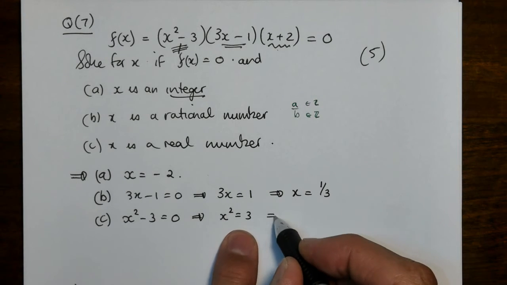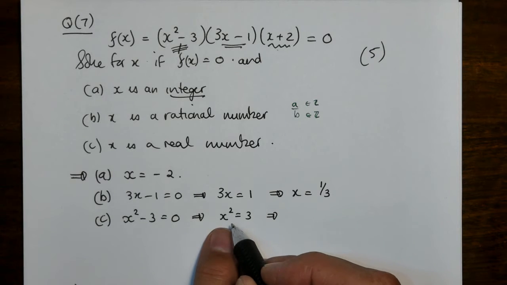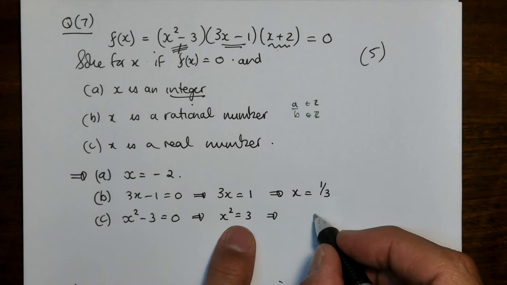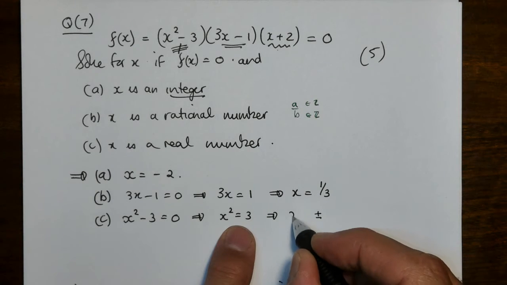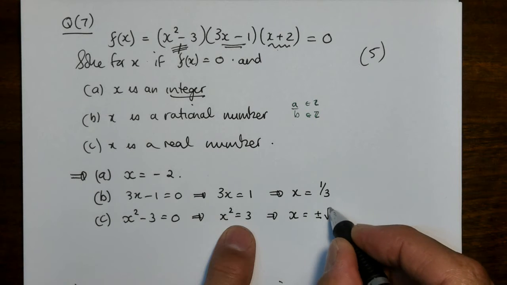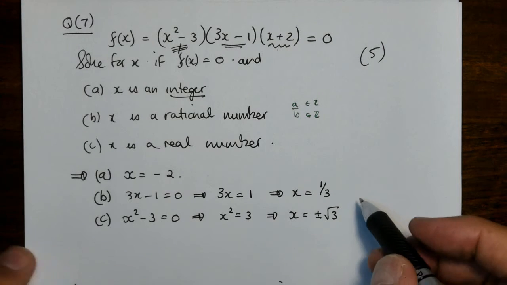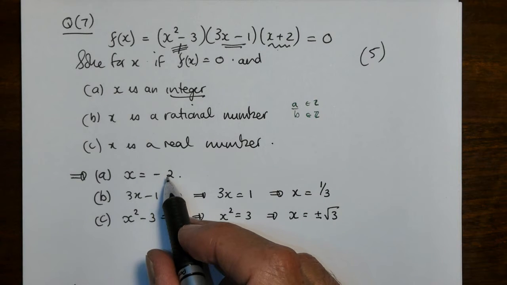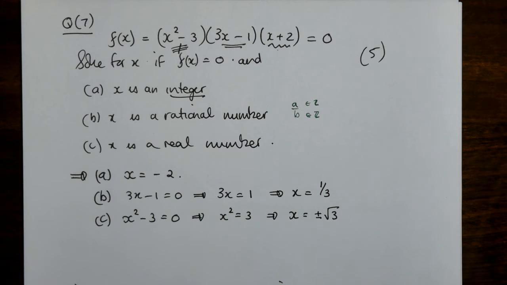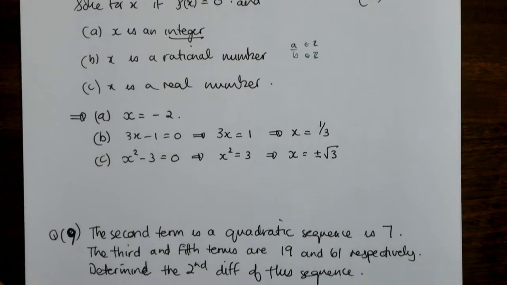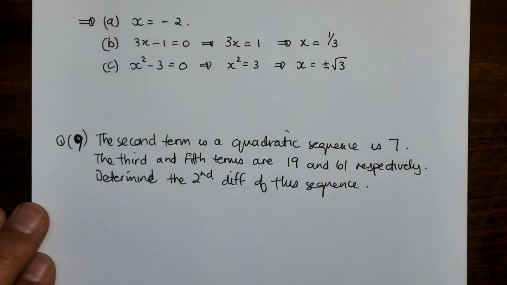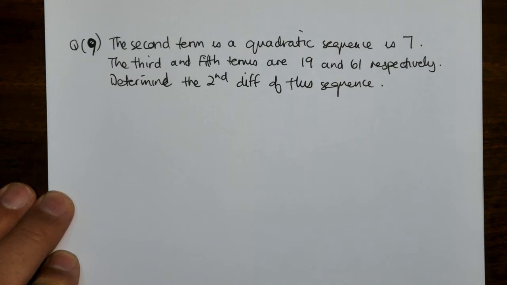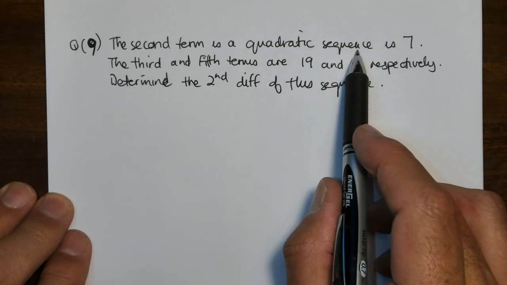Now please, again, you are going to introduce the square root. So the moment you do that, there's a plus or minus. So what is x? X is plus or minus the root of 3. Okay, so this here is real, that is rational, this there is integer. Okay, that's your question 7 for a good 5 marks. Let's move to question 9. Question 9 says we're working with a quadratic sequence.